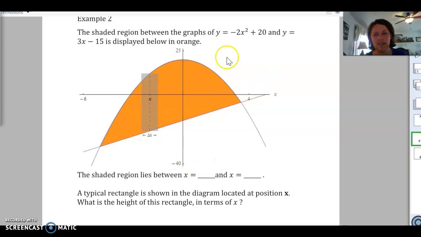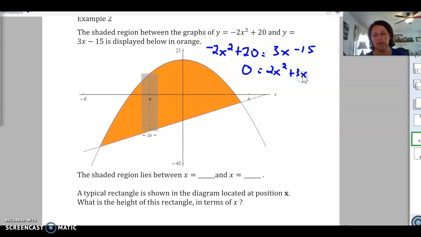So we are setting these two equations equal to each other. So we have negative 2x squared plus 20 equals 3x minus 15. And I want to get this all equal to 0. I want a positive x squared, so I'm going to move everything to the right. So we'll end up with 0 on the left, and then on the right we'll have 2x squared plus 3x, subtract 20 from both sides, so we'll have a negative 35 over here.